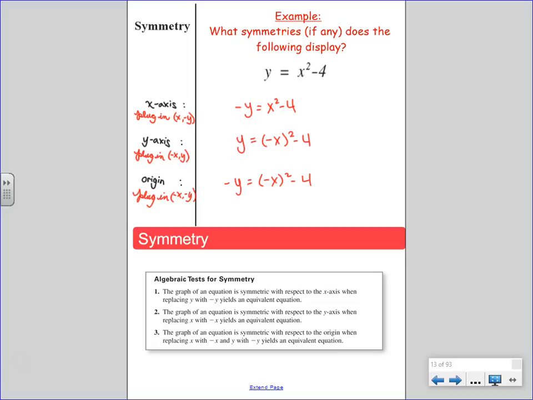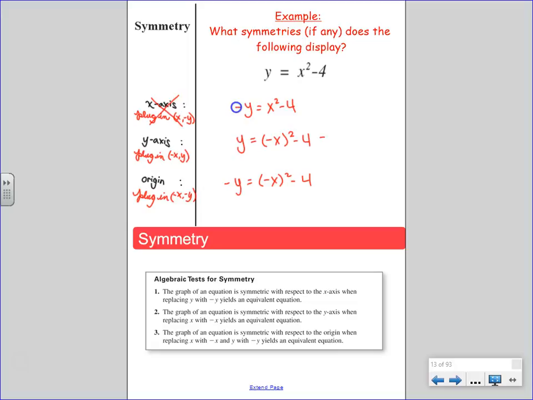Plug in x for x, well, it stays the same. Plug in negative y for y. Guys, can we simplify our way out of this? No. We can move the negative, but then it flips the signs. It's not the same. So therefore, I can say x-axis symmetry. It's not working. Now, check out the next one.